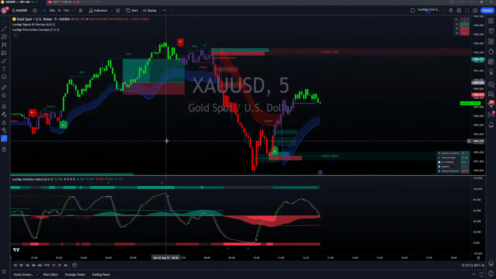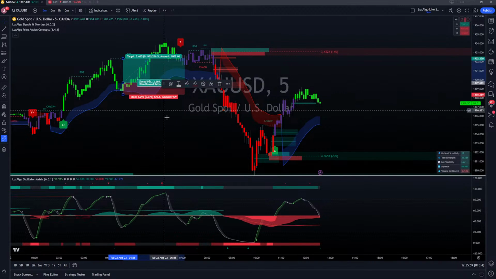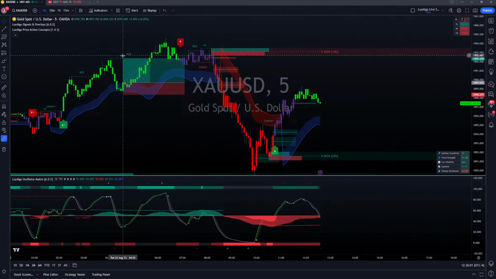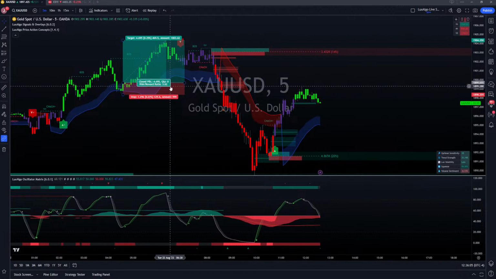And we didn't even break structure yet. So essentially, if you were to take it at a retest of the high, you still could have got almost 3-to-1 on that move. And then even if you held to the high, you almost got 4-to-1. So that is a lovely little scalp setup.